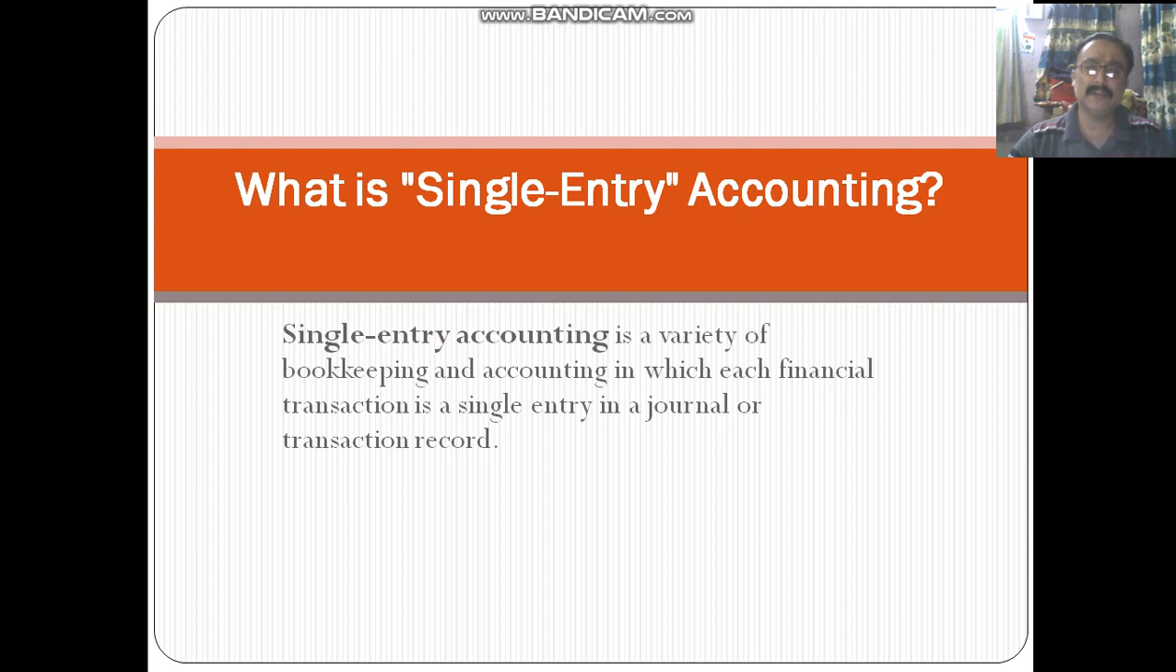So focusing on single entry, you have normally seen shopkeepers and firms with a few employees, or enterprises and entrepreneurship, using the single entry accounting system. Again, it depends on the requirement of a business. So basically, in the books of account, we only give the single impact of each transaction. That is called single entry accounting.